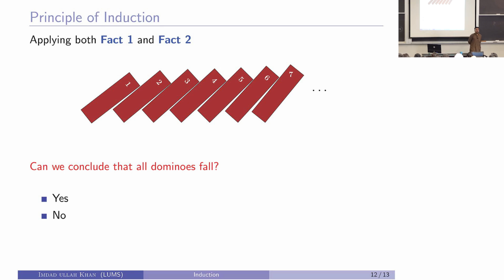Let's just do it by democracy. How many of you think we can safely conclude that in the world where these two facts are simultaneously true, or these two rules are applicable, all dominoes will fall? Please raise your hand if you think all dominoes will fall. Please raise your hand if you think not all dominoes will fall. Anyone who thinks not all dominoes will fall? You think they will not fall? Good. Anyone else?